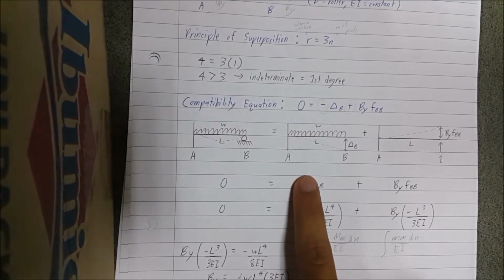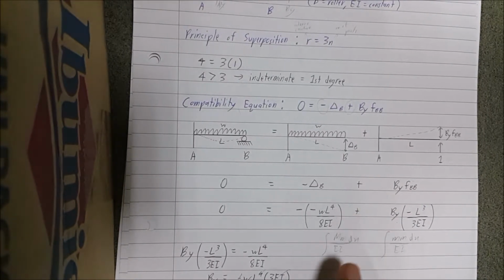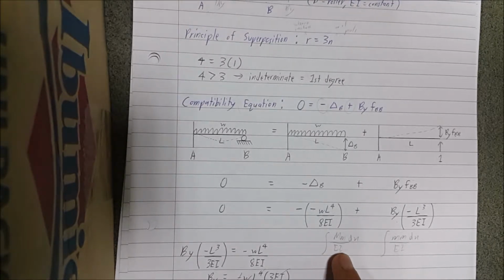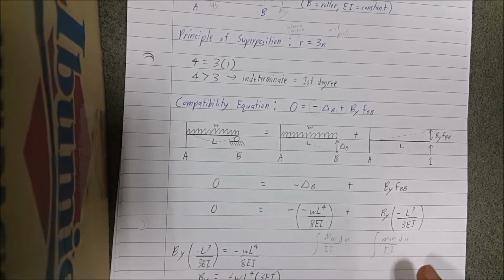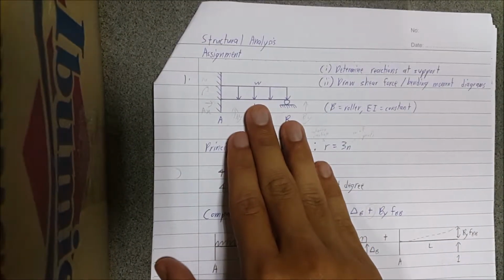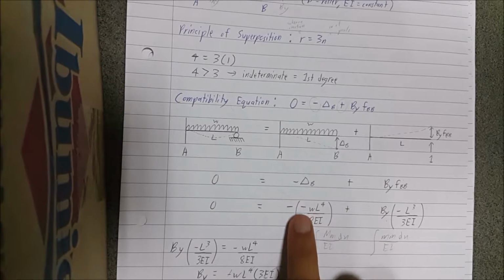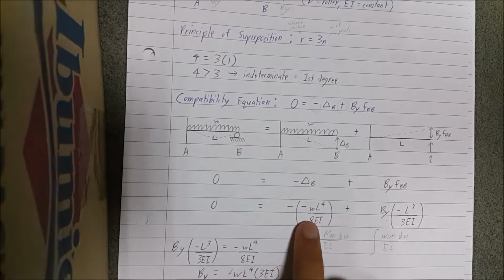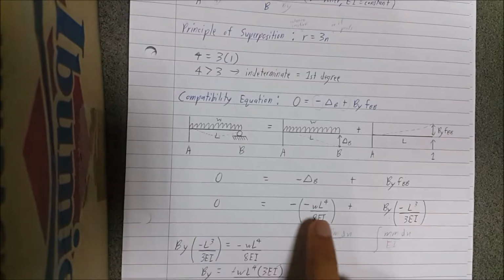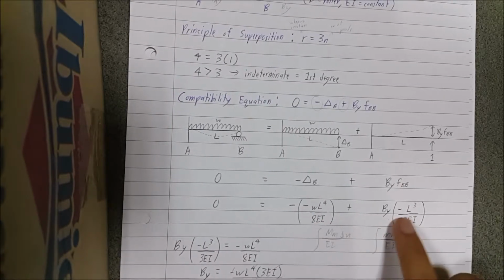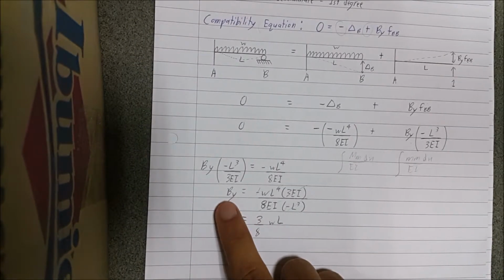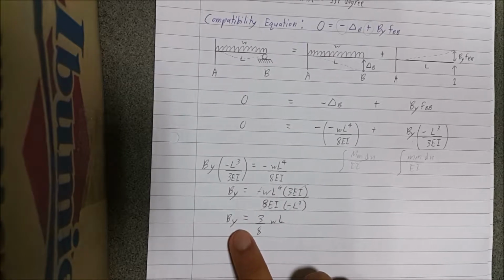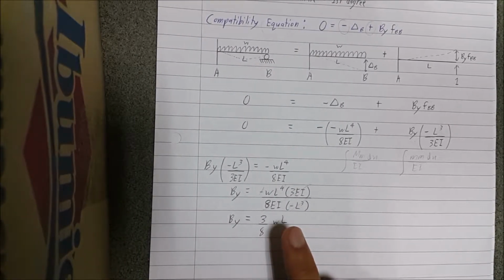Now to find these terms, we use the formula, integral of Mm over EI dx, and also integral of mm over EI dx. But since this is a beam, there was already a table given to us, and we simply take the equation needed and substitute into the equations. So we get negative WL^4 over 8EI and L^3 over 3EI. Next we rearrange the formulas, and eventually we get By equals 3 over 8 WL.